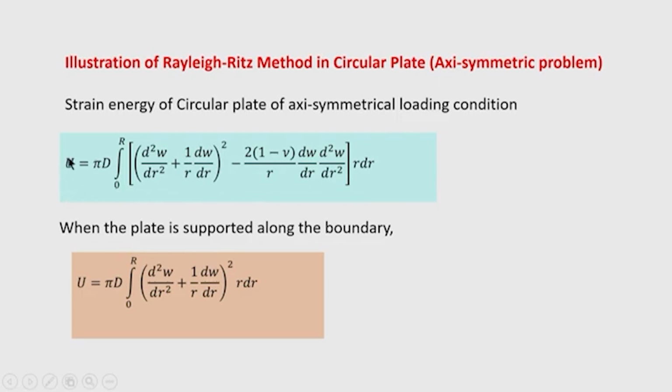Now, if I want to use the Rayleigh-Ritz method for the circular plate, then again we need a strain energy expression. The strain energy expression for the circular plate is given as U is equal to pi D integration 0 to R, where capital R is the radius of the circle, of d square w by d r square, that is the second derivative of w, plus 1 by r dw by dr, whole square, minus 2 into 1 minus mu divided by r dw by dr into d square w by d r square, integrated with r dr. Now, you can see this is the strain energy expression of the plate in circular shape. The boundary may be anything.